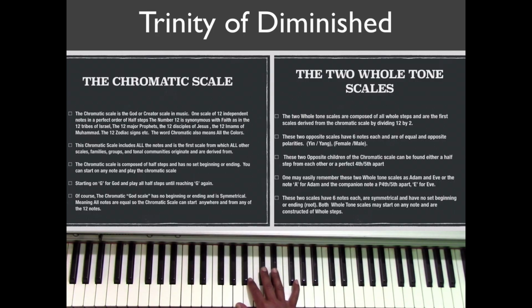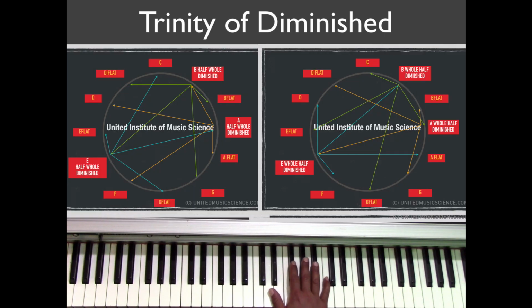So Adam, starting on A, is composed of whole steps. And off of E, those are whole steps. And if you've practiced those, you're familiar with those. Now let's get into the trinity of diminished.